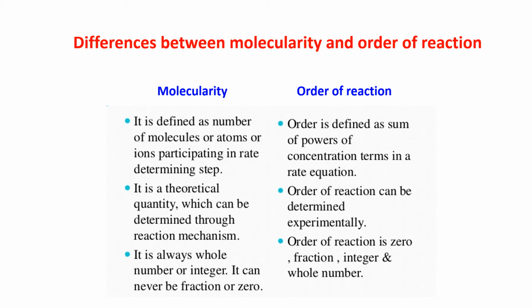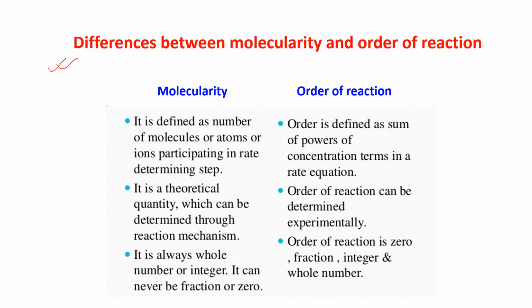Now, see the difference between molecularity and order of reaction, and this is an important slide. So, please learn this. Molecularity is defined as the number of molecules or atoms or ions participating in the rate determining step. And order of reaction is defined as the sum of the powers of concentration terms in a rate equation.